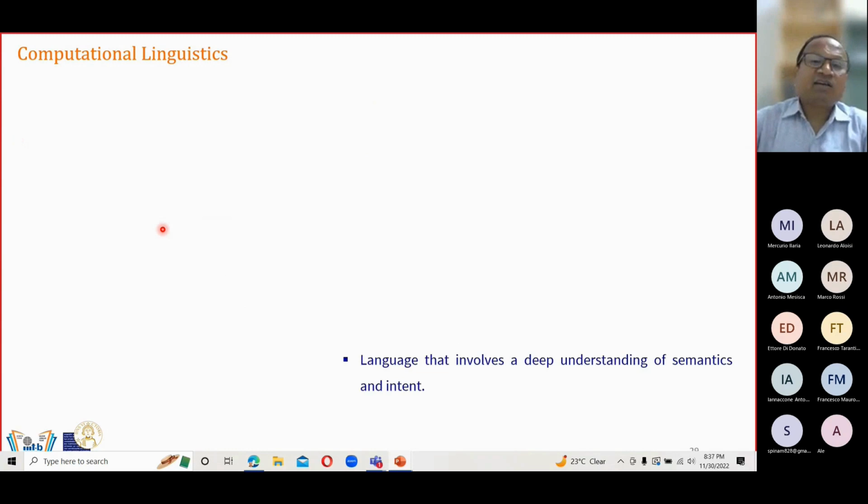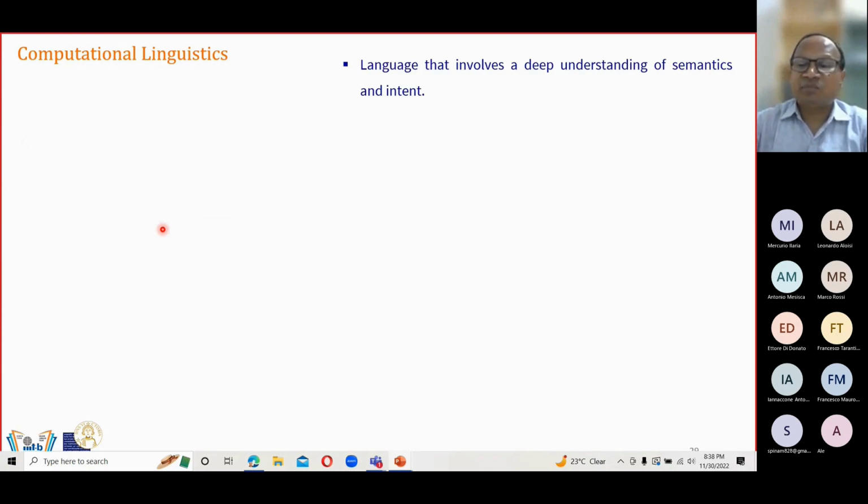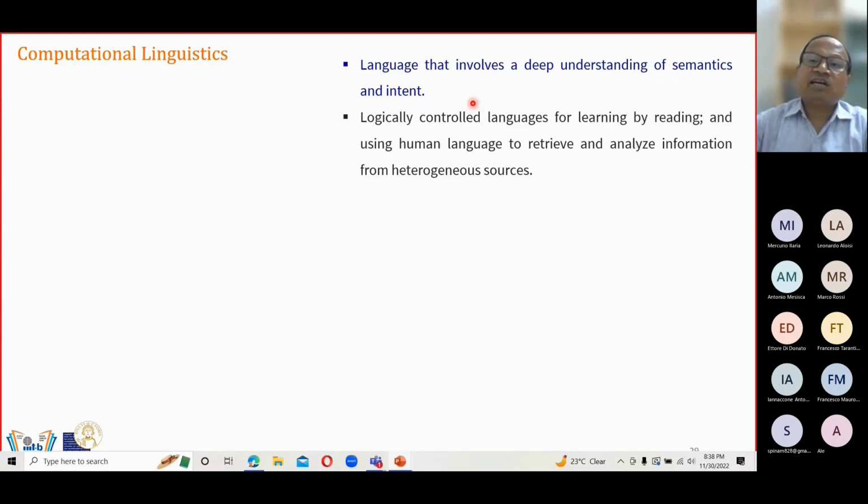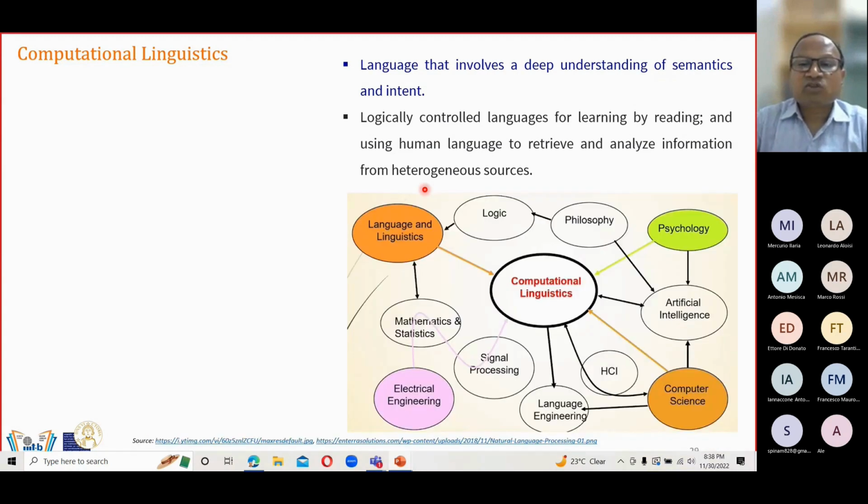Computational linguistics. Linguistics is always related with language, which involves deep understanding of semantics and intent, and logically controlled languages for learning by reading, using human language to retrieve and analyze information from heterogeneous sources, because the number of sources involved in learning will be many. There may be many sensors capturing data from the environment, external sources, and other inputs received from a number of sensors.